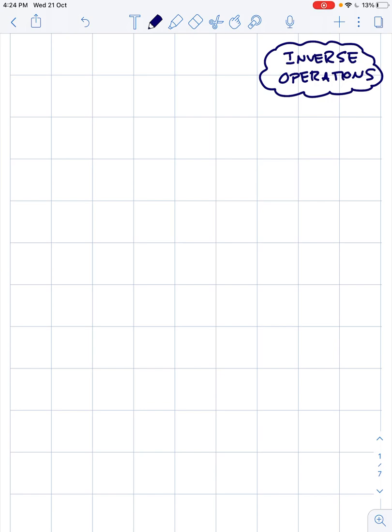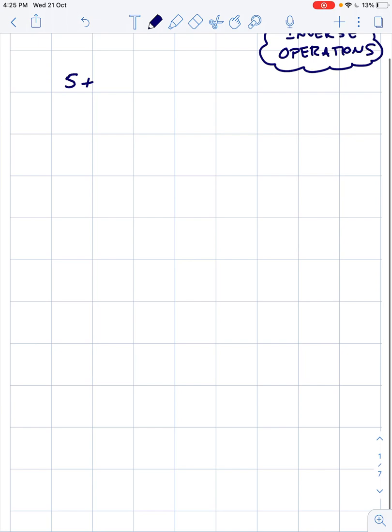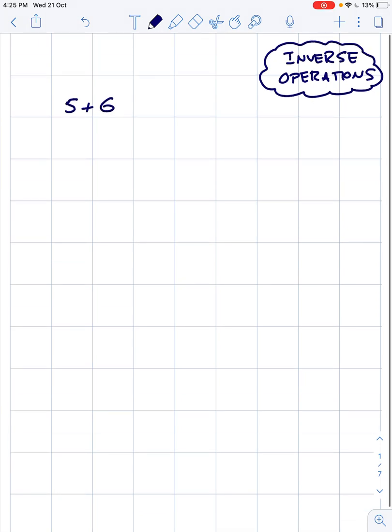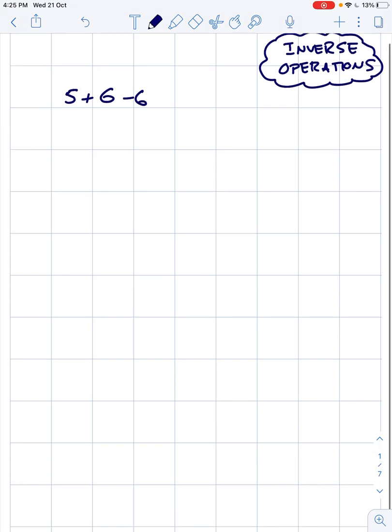Okay, now let's say I take a random number like 5. If I take 5 and add another number to it, let's say I add 6, and now I want to get back to 5. Well, if I added 6 to 5 but then wanted to go back to 5, what I would have to do is take away 6. If I added 6 and then took away 6, that's just going to give me 5, right?